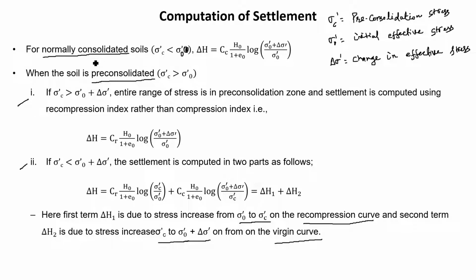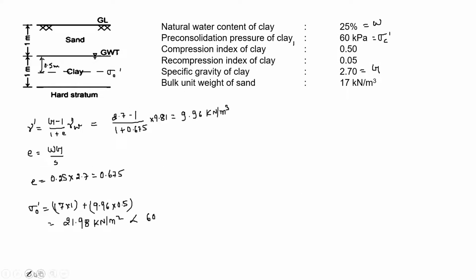Now under pre-consolidated there are two conditions. We need to compare sigma c dash with sigma naught dash plus del sigma dash. So now we need to find this del sigma dash, which is due to the placement of the fill. The depth of the fill is given in the question as 2.5 meter and unit weight is given as 20 kilonewton per meter cube. So the change in effective stress del sigma dash will be 20 into 2.5, so it will be 50 kilonewton per meter square.